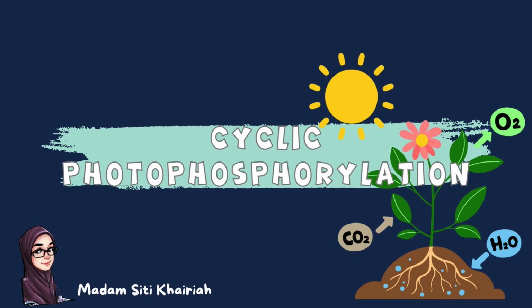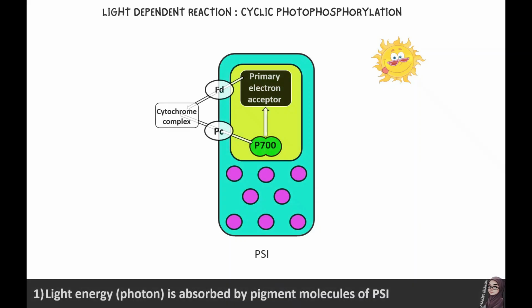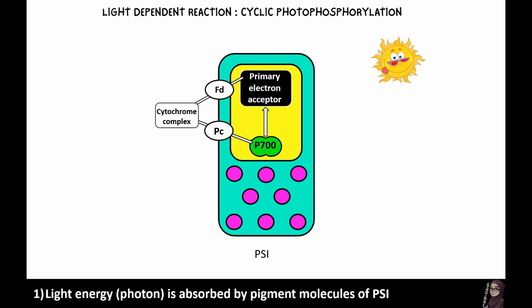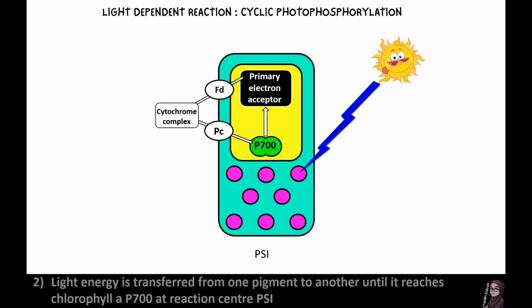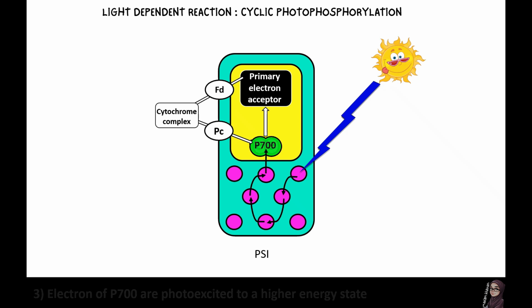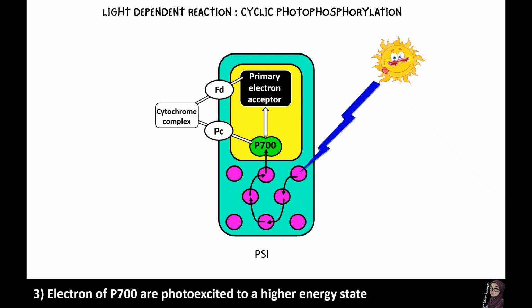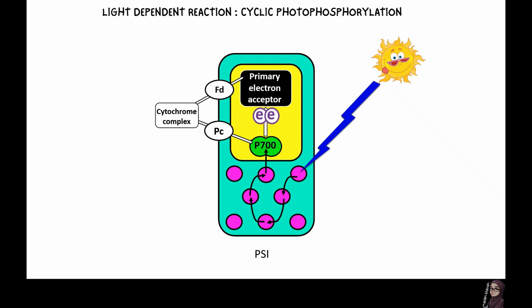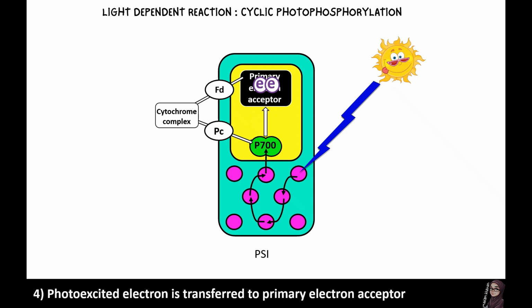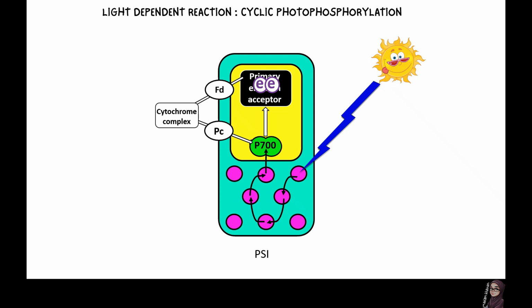Now, let's look at cyclic photophosphorylation, which involves only photosystem 1. First, light energy, or photon, is absorbed by the pigment molecules of PS1. The light energy is transferred from one pigment to another until it reaches chlorophyll A P700 at the reaction center of PS1. The electron of P700 is then photoexcited to a higher energy state. This photoexcited electron is transferred to the primary electron acceptor. This creates an electron deficiency in P700 of PS1.